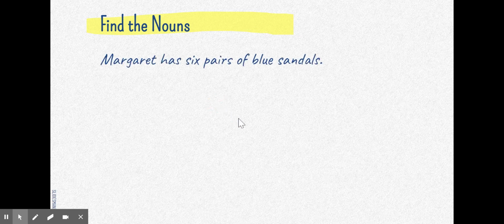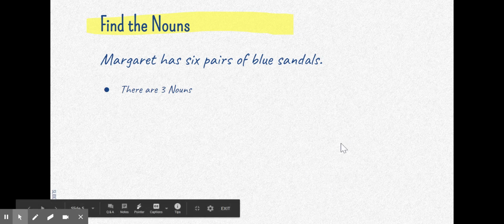So our first sentence is Margaret has 6 pairs of blue sandals. Take a moment and find the nouns. I'll tell you there are 3 nouns in this sentence. So take a moment on your notes and highlight what you think are the nouns. And in just a moment, I'll reveal the answer and you can check your work. So you should be finding 3 nouns in this sentence.